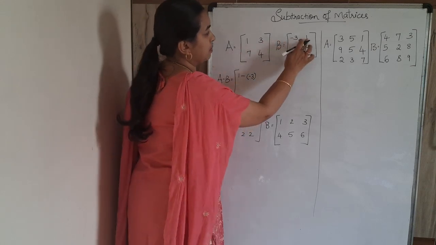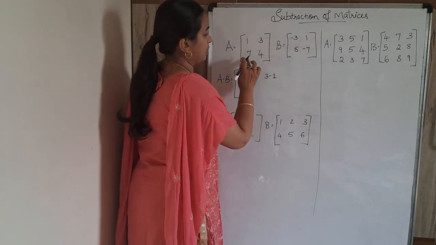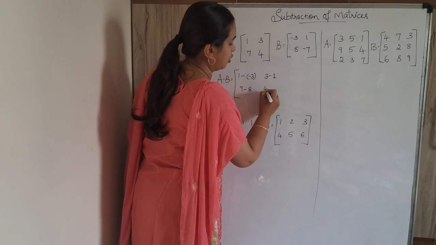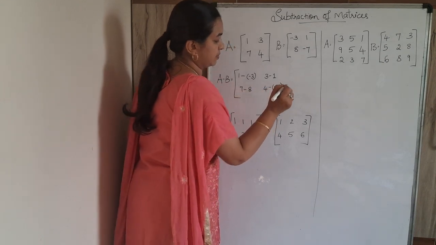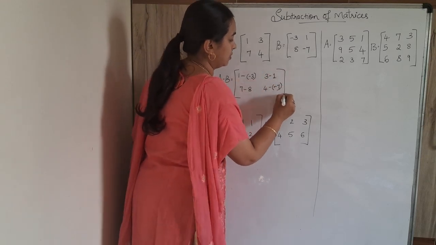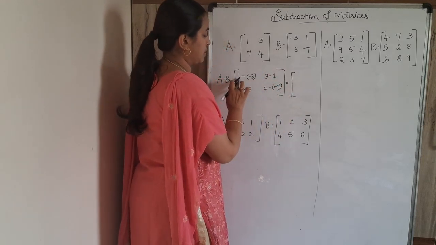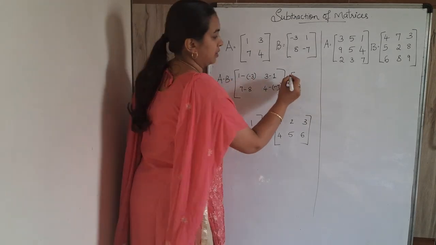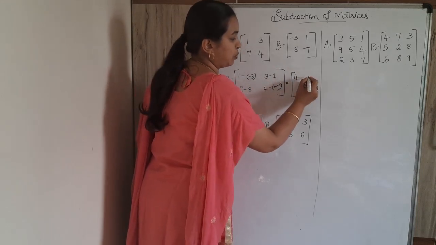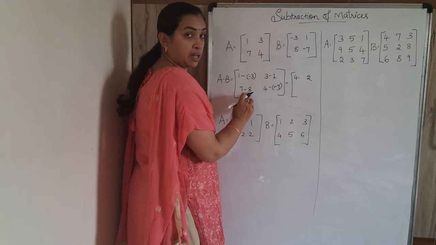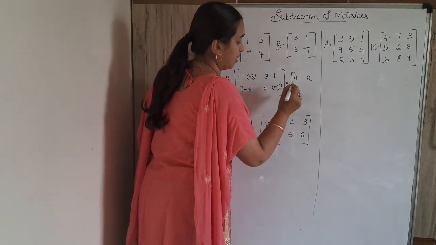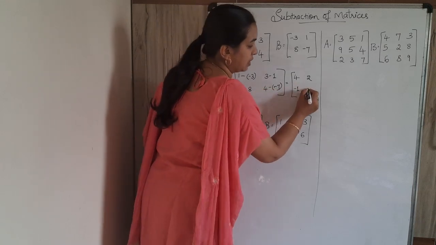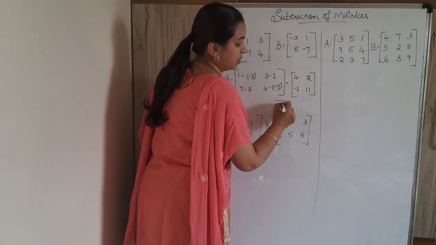Okay. So 3 minus 1, 7 minus 8, 4 minus of minus 7. Okay, so this will give you, see, 1 minus into minus gives you plus. So it becomes 1 plus 3, that is 4. 3 minus 1, 2. 7 minus 8, so it becomes minus 1, and 4 minus into minus becomes plus again. So 7 plus 4 is 11. So this is here.